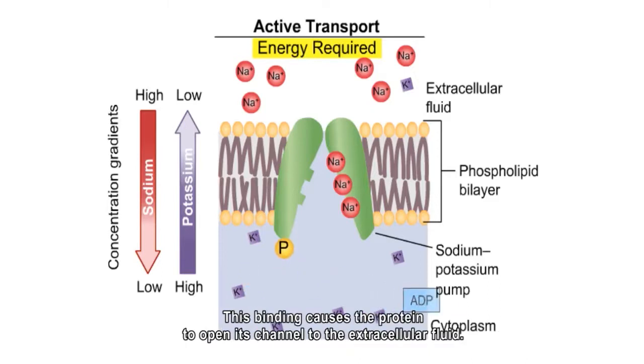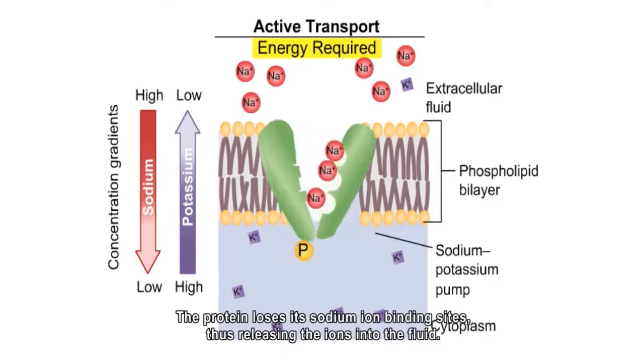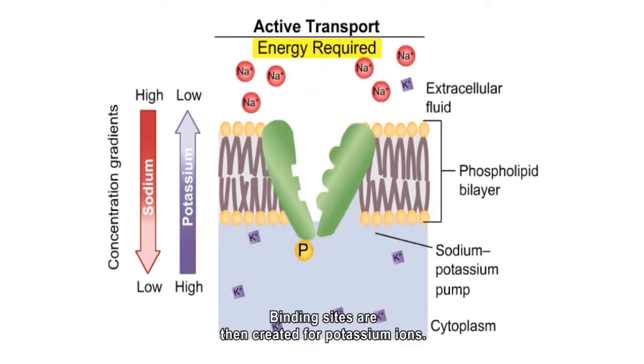This binding causes the protein to open its channel to the extracellular fluid. The protein loses its sodium ion binding sites, thus releasing the ions into the fluid. Binding sites are then created for potassium ions.